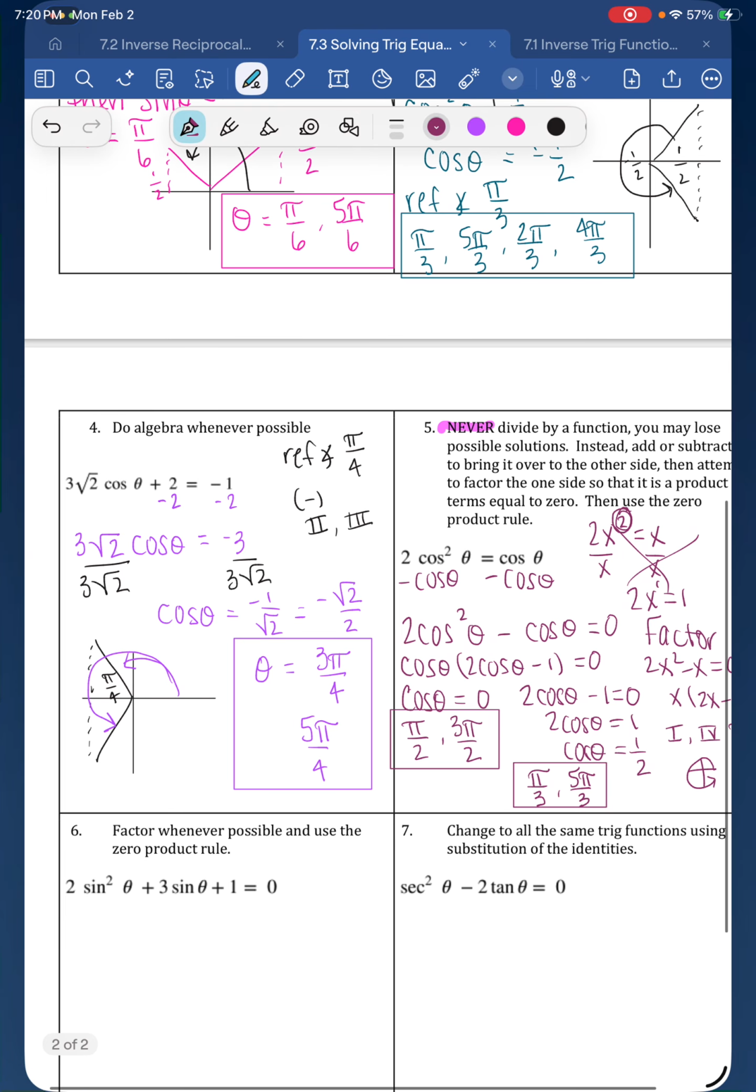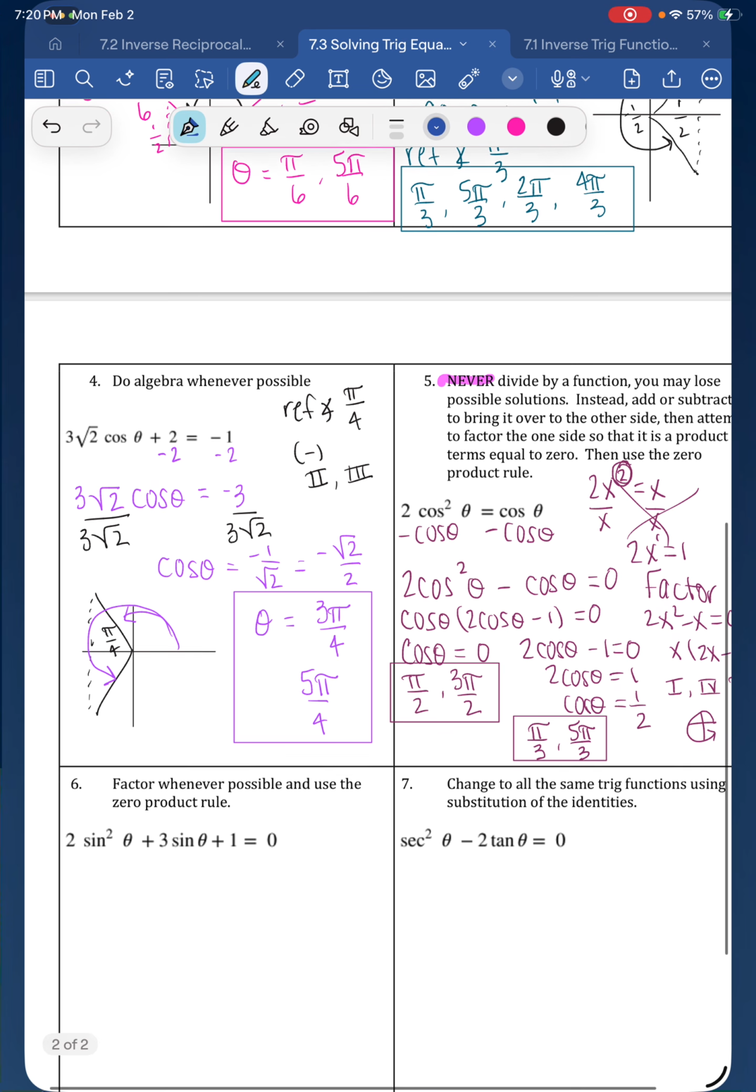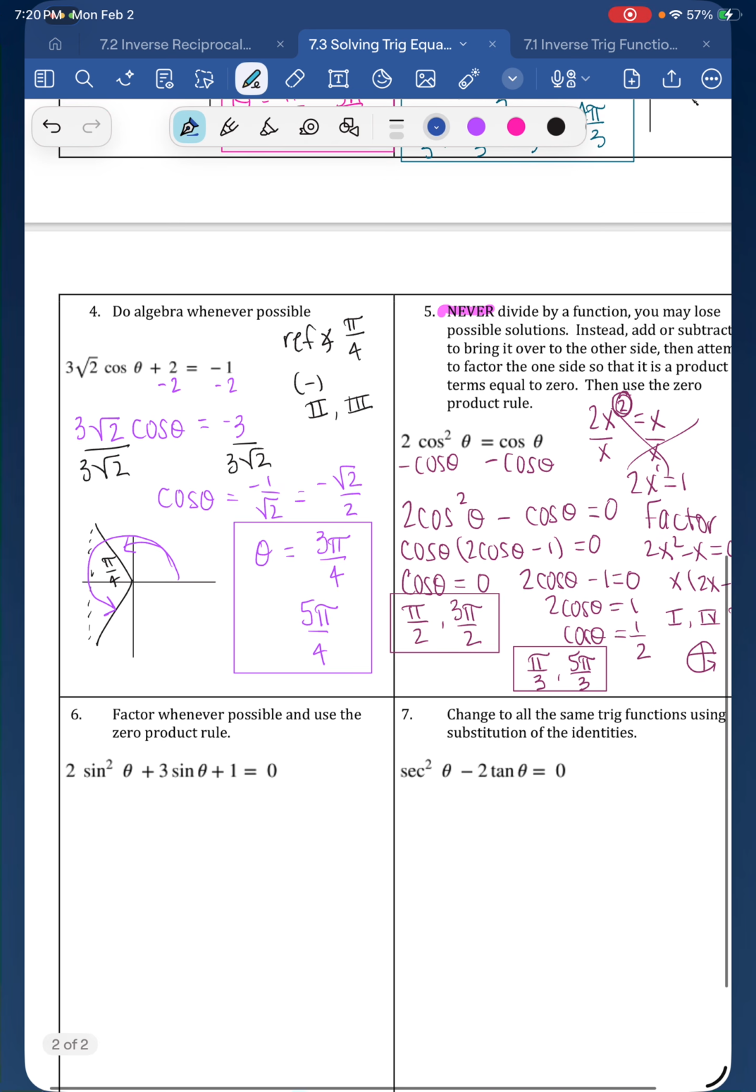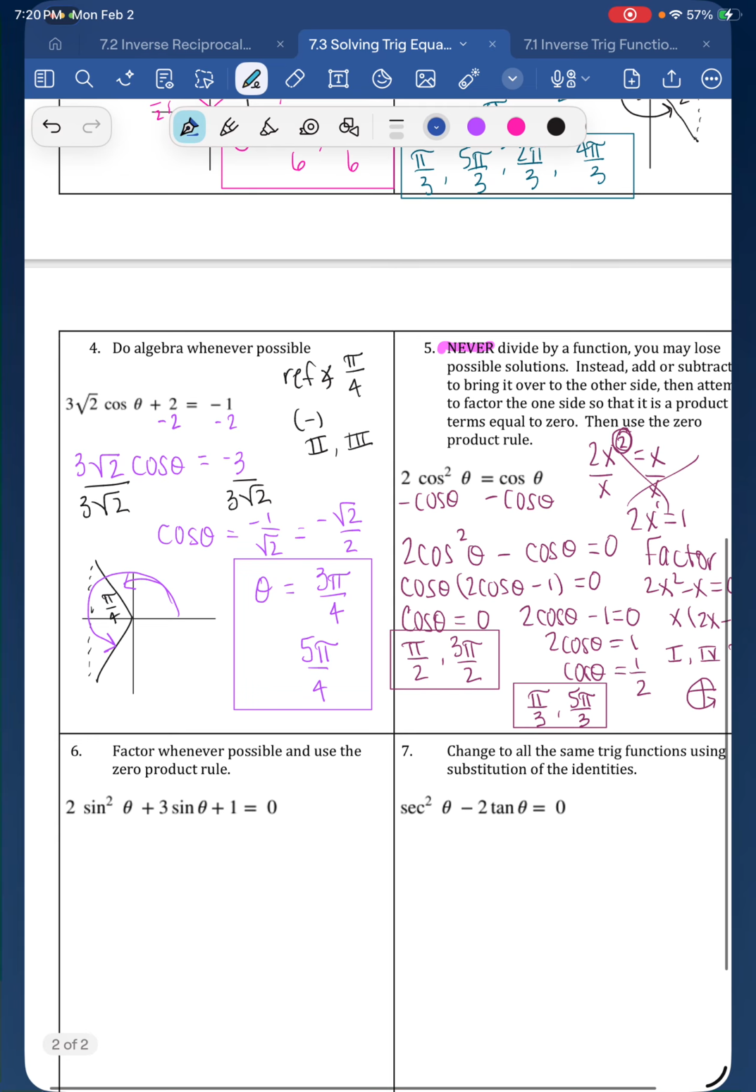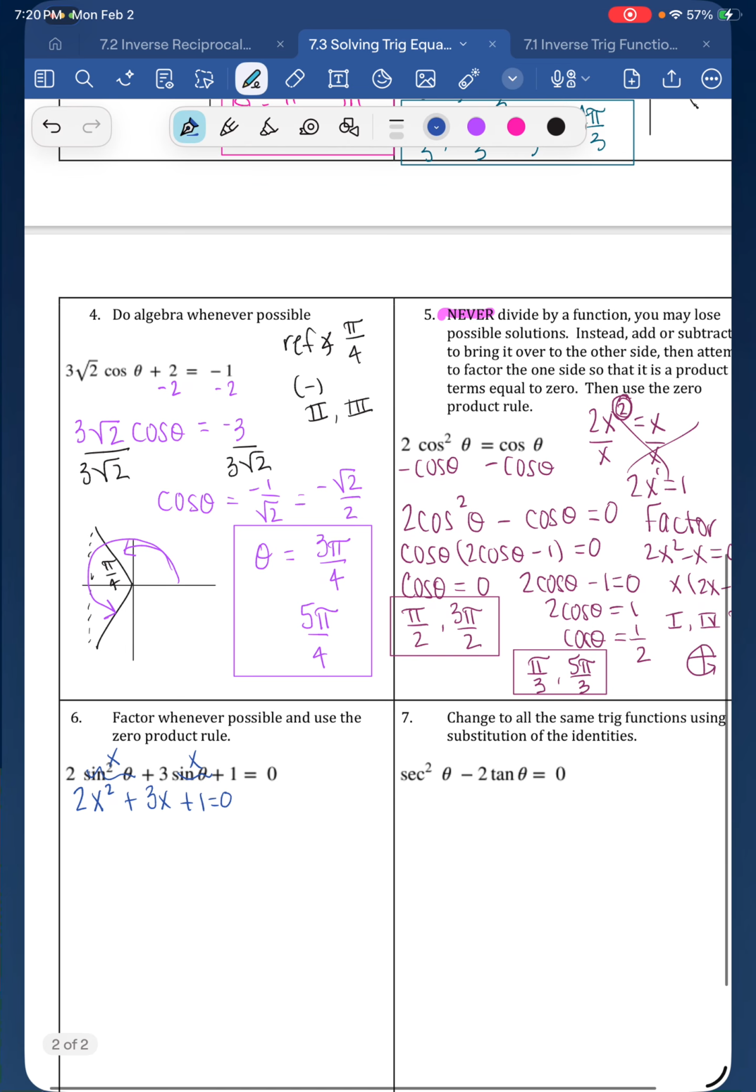Okay, so number 5 and number 6 are very similar. They both involve factoring. You can absolutely factor with trig functions. So if it's helpful, which I think for some of you it might be, rewrite this as 2x squared plus 3x plus 1. So let's just pretend that instead of sine squared, that's an x. And let's factor. And then we'll undo that in a minute.